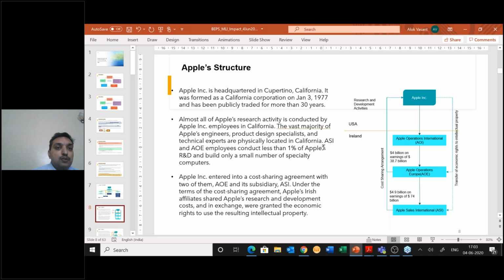And in return for this cost sharing, what they got was they were granted economic rights to use the resulting intellectual property. So they could get the Apple products manufactured from a third-party manufacturer and then sell them across the world. So this was the structure which Apple had put in place.